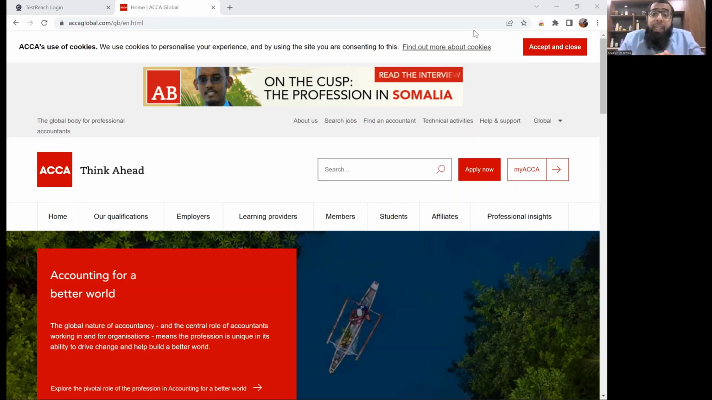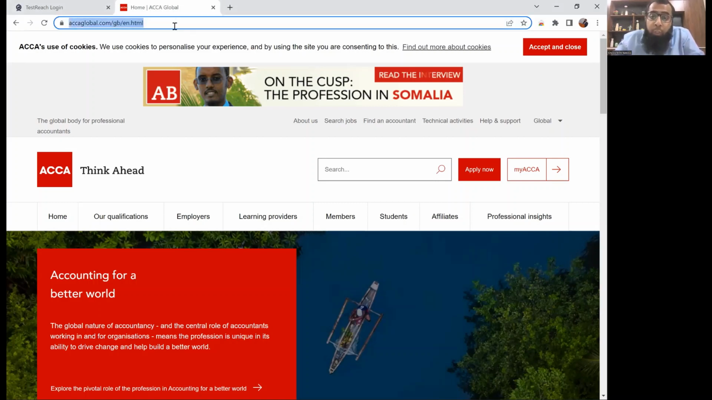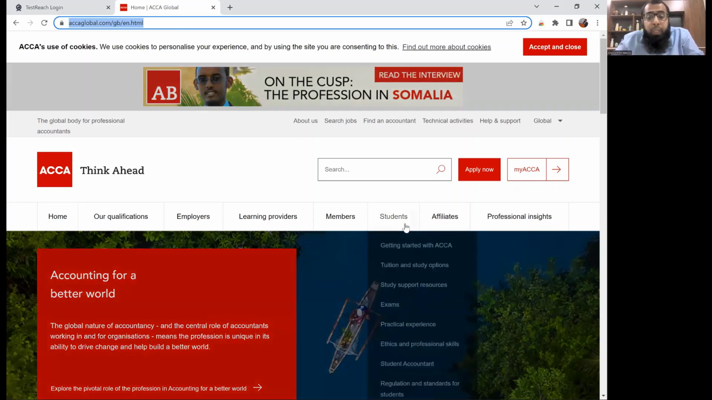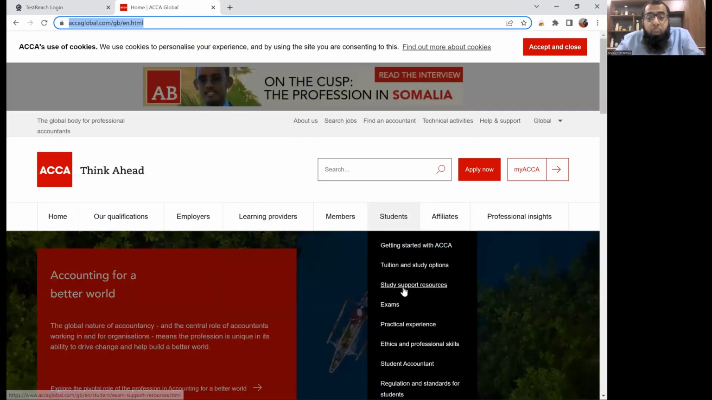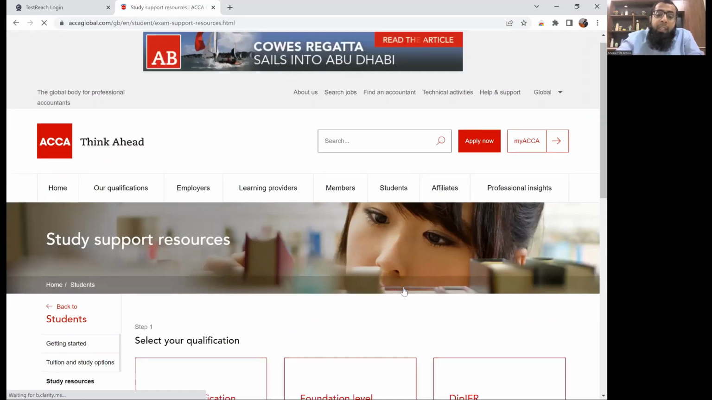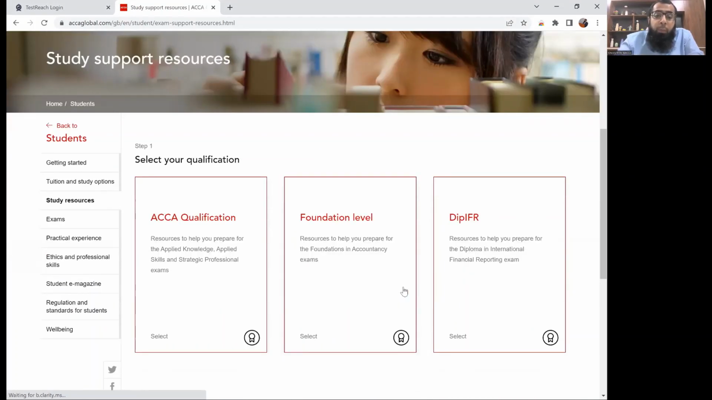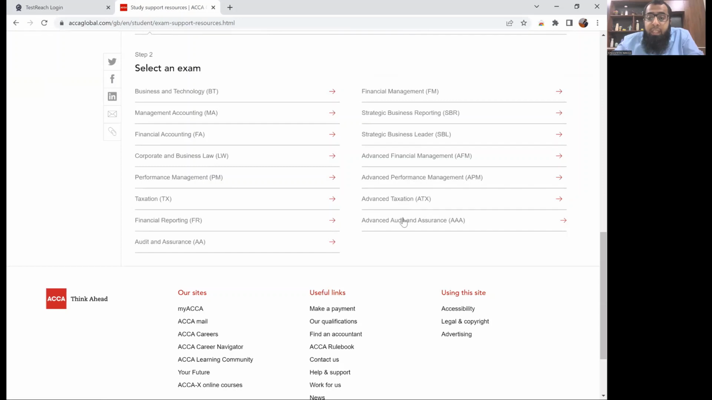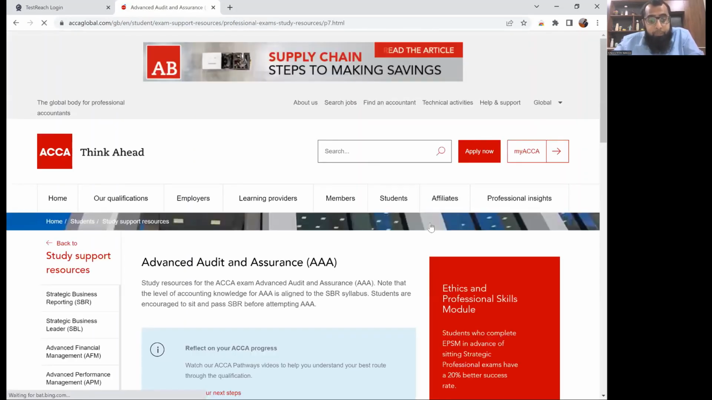So let's look at how you can find the specimen exam, and then we'll solve the first question of the first specimen exam. First, you have to go to accaglobal.com. I hope you all know. Then you will go to the Students tab, and then towards Study Support Resources. Then you will click on your qualification ACCA, and then on your exam, Advanced Audit and Assurance.